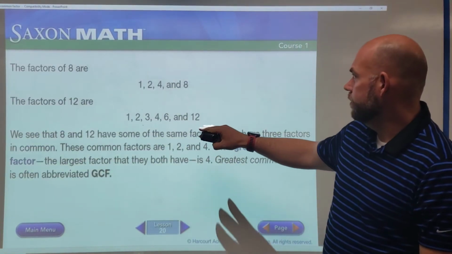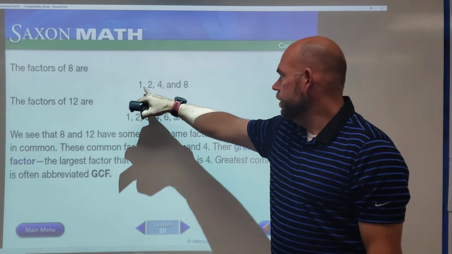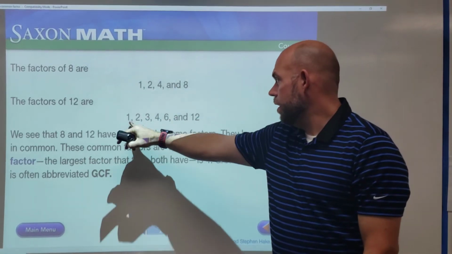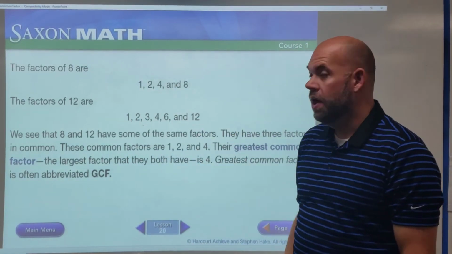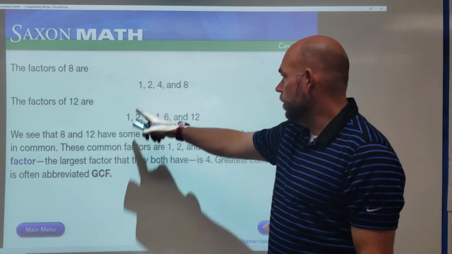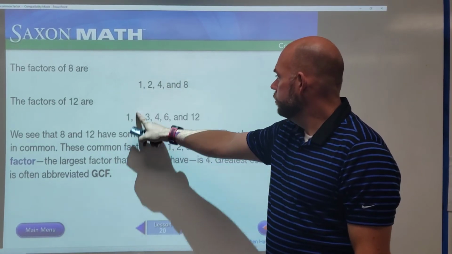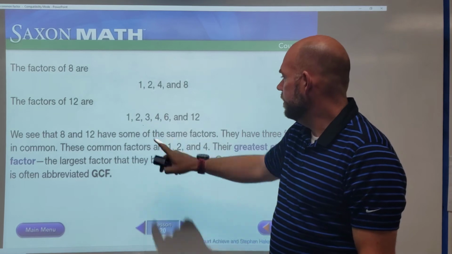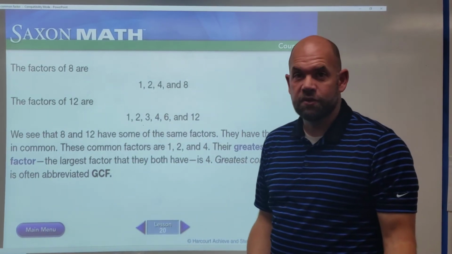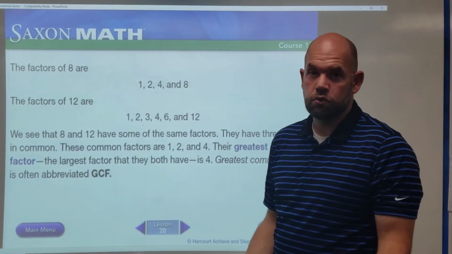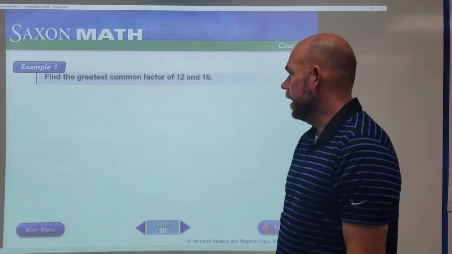So let's look at this. The factors of 8 are 1, 2, 4, and 8, while the factors of 12 are 1, 2, 3, 4, 6, and 12. To find the common factors, we just look at what numbers are the same. 1, 2, 4, and that's it. So what's the biggest number of those that are the same? 4. So that's the greatest common factor. Okay, it's not too tricky.